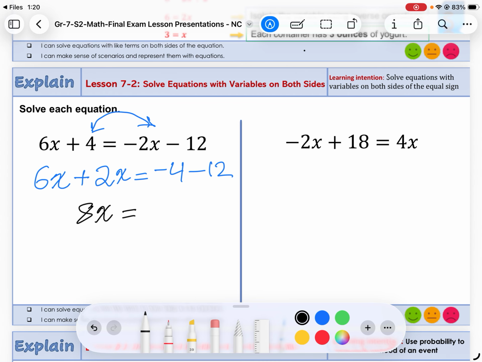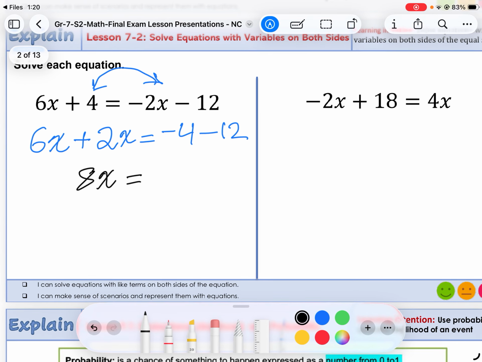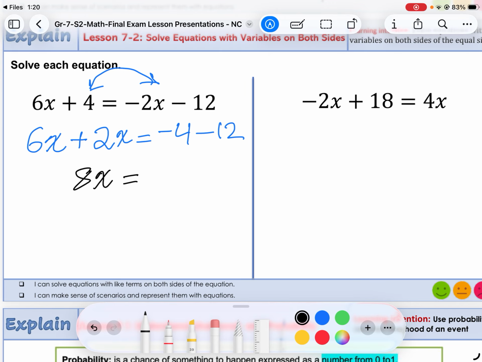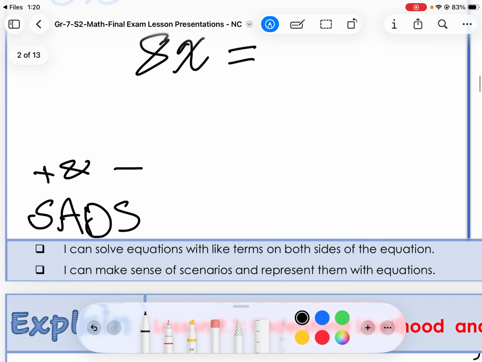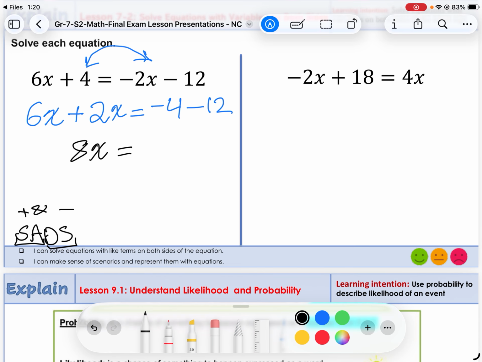Now for this lesson, you need to remember the skills of adding, subtracting, multiplying, and dividing integers. So remember, for adding and subtracting, we use SADs. If they are the same sign, what does it mean? SA means same sign, add and keep. That's it. DS means different signs, subtract and take the sign of the greater number. So for addition and subtraction, we use SADs.